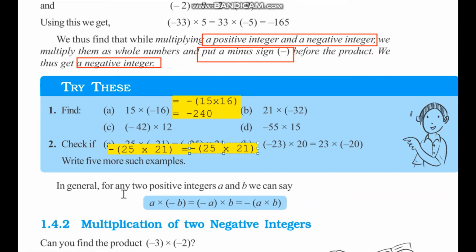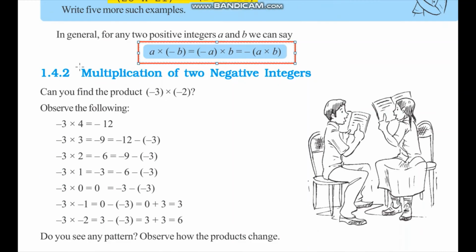So, in general, for any two positive integers A and B, note that minus B and minus A are negative integers. For any two positive integers A and B, A times minus B is equal to minus A times B, which is nothing but minus of A times B. So find the product, then add the negative sign. Only in the case of multiplication of a positive and negative number. Next, we will see that multiplication of two negative numbers is very different.